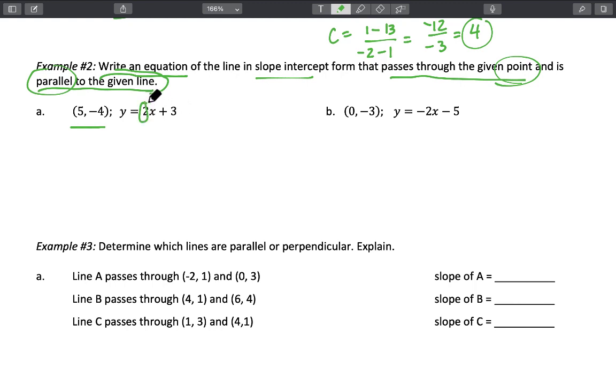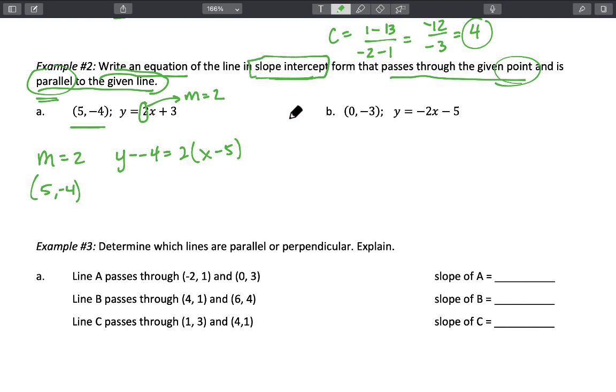Well, I know from this line here that my slope is 2. And if it's parallel, then the slope of my new line has to also be 2. All right, so if I have a slope and I have the point 5, -4, I'm actually going to put this into point slope form. So y minus y1, which is -4, is equal to slope of 2 times x minus x1. Now, I want to get my equation ultimately down into slope-intercept form. So I need to simplify this.